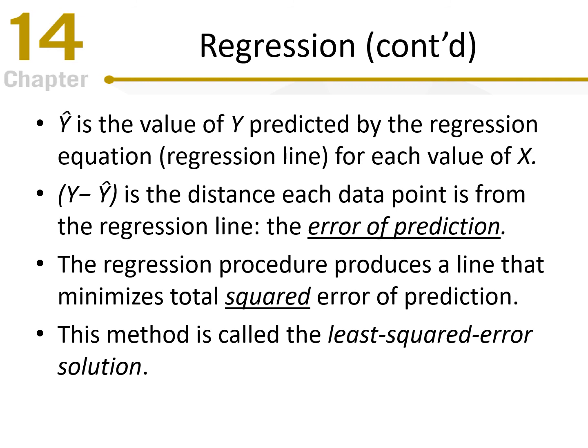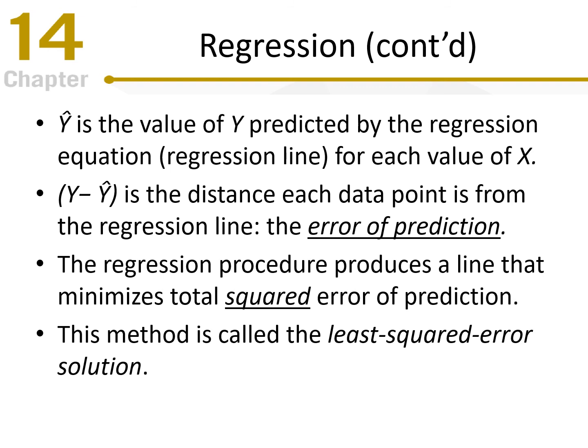So the sum of the y minus y hat is going to be 0, because some of the errors fall above the line and some of the errors fall below the line, and they're going to cancel each other out. So we need to square all those errors in prediction and add them all up to give me the total prediction error. Now, since the line minimizes prediction error, it minimizes the squared error in prediction technically.